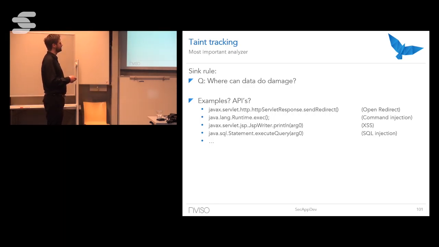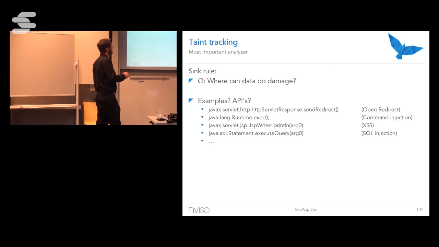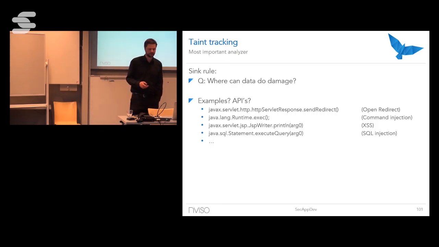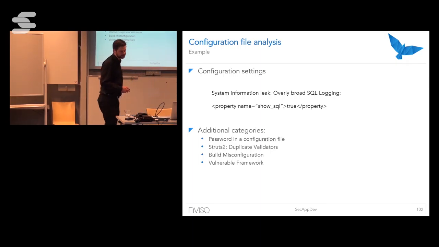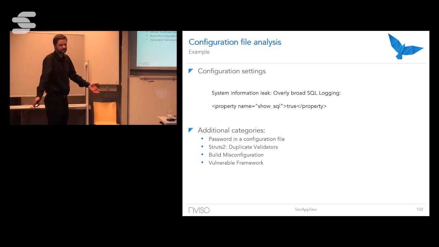Sinks, where can things go wrong? Well, really where things can go wrong is you just enumerate the categories of vulnerabilities and you figure out where these things can happen, like SQL injection, all the APIs that execute information against the database. Cross-site scripting, everything that's written back into the HTML page. Command injection, executing stuff on the command line, and so on and so forth. So these are the points where bad things can happen.